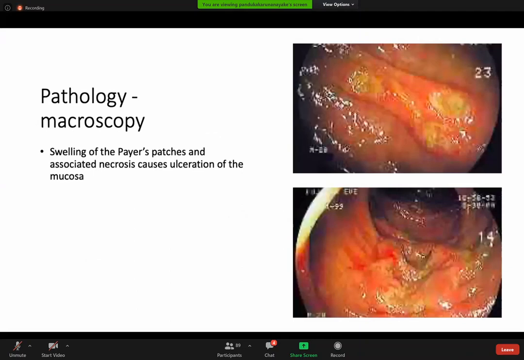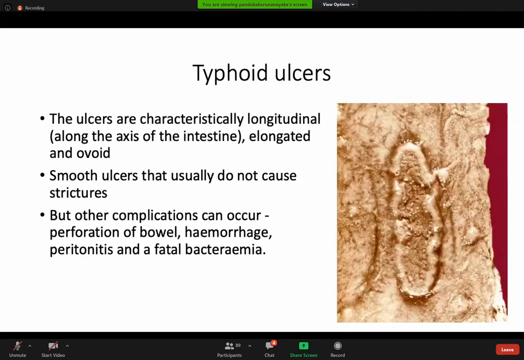So macroscopically, if you do an endoscopy, what you will see would be swollen Peyer's patches, areas of swelling associated with necrosis causing ulceration of the mucosa. Okay, so these ulcers, called typhoid ulcers, are said to be characteristically longitudinal. That is, they are formed parallel to the long axis of the intestine and also elongated and ovoid. And they are said to be smooth ulcers. So they don't usually cause strictures.